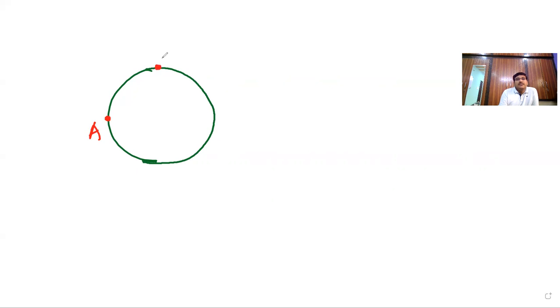Here is B point. Here is C point. Here is D point. So A and C are diametrically opposite. B and D are diametrically opposite. Clear? Okay. Now, what is the radius given? This is the center of the circle, O. And the radius here to here.